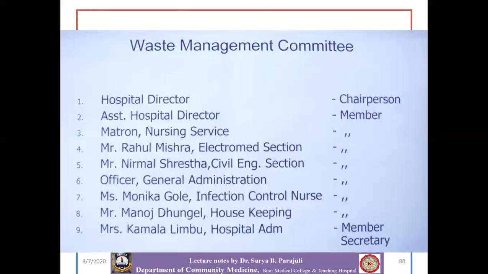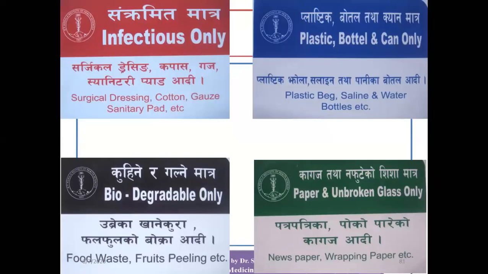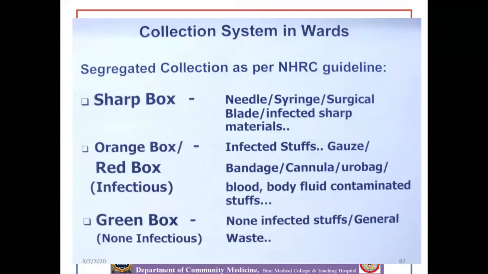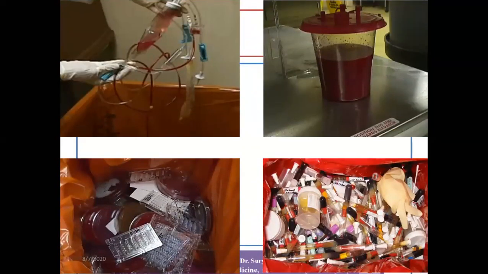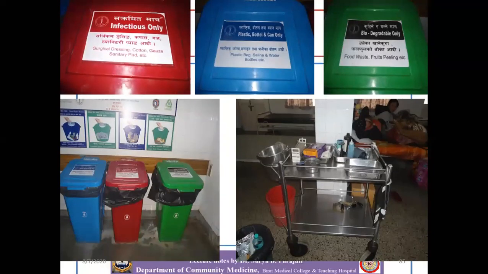This is from BPKIHS, and I don't want to go into details, so you can see. In BP Koirala Institute of Health Sciences, they are using this four-color coding system for infectious waste, plastic bottles and cans, biodegradable waste, and paper and unbroken glass. So this is the process used there. This is one of my projects too. You can see these are the hospital wastes, and you can see segregation with proper labeling.